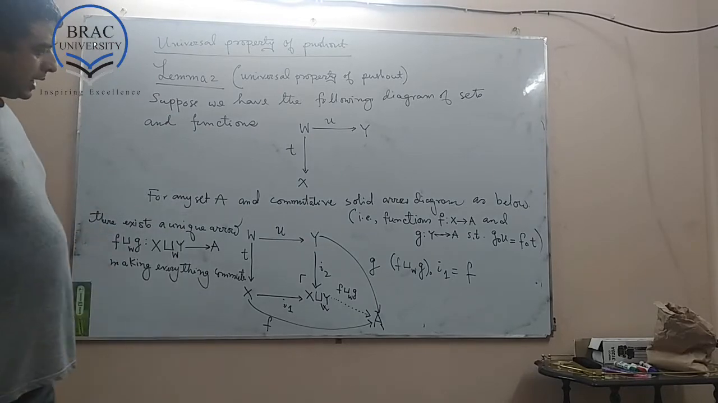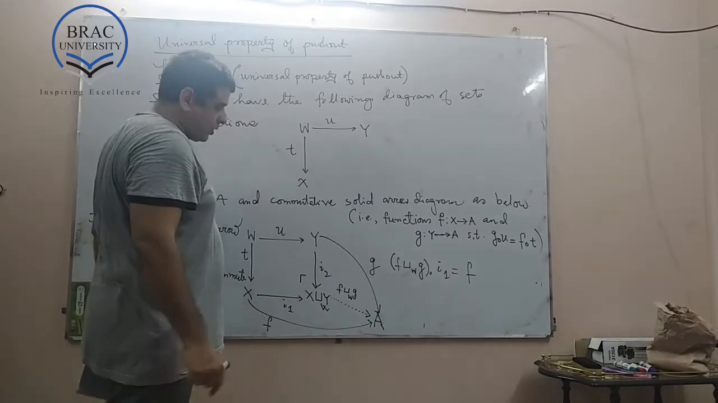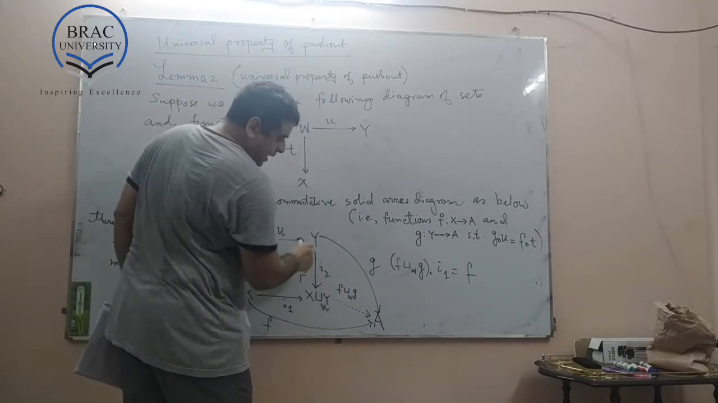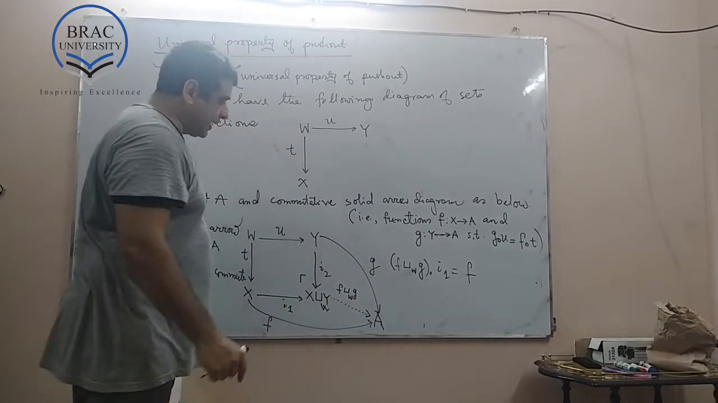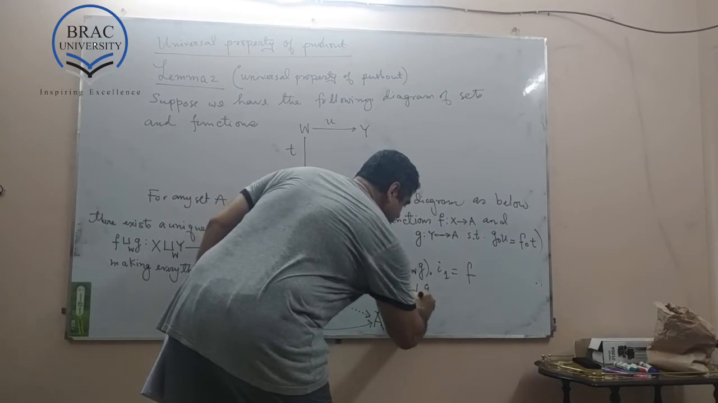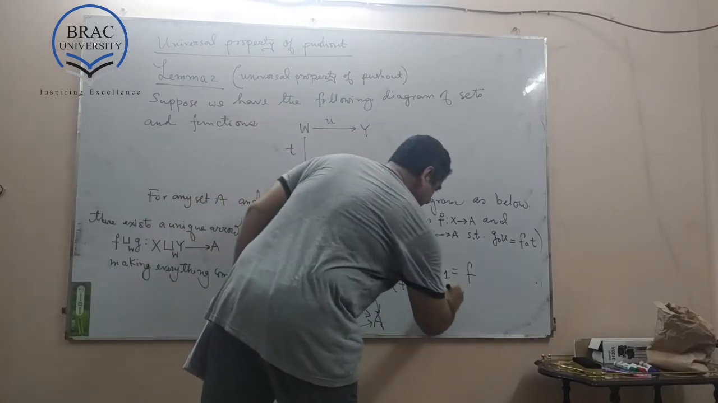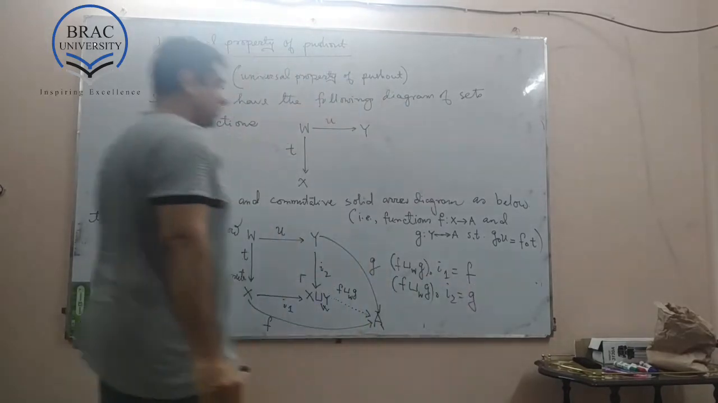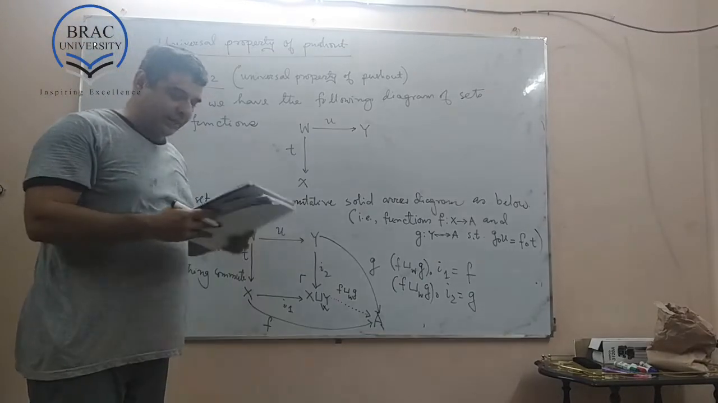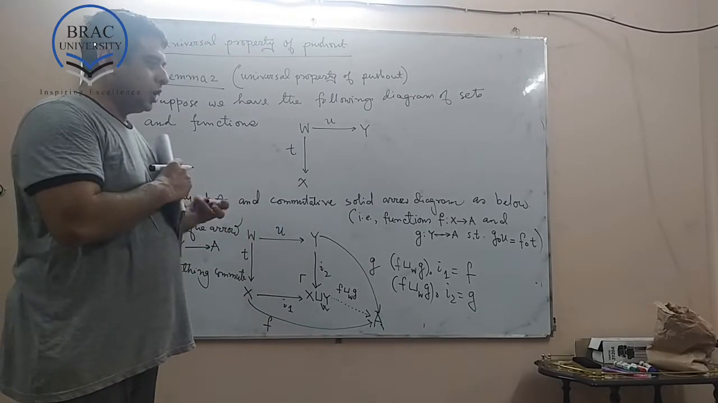Okay? And this triangle has to commute as well, from which we see that we can go from Y to A in these two paths, and they have to result in the same thing at the end. And it tells you that this unique arrow composed with I2 has to be the same as G. Okay, so this is the statement of the universal property of pushout. I leave it as an exercise for you. Alright.